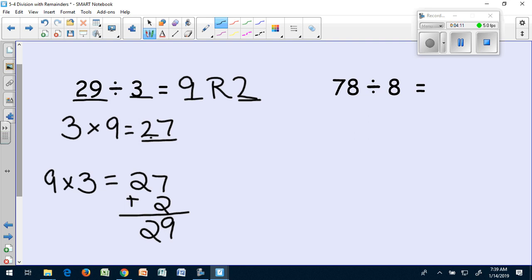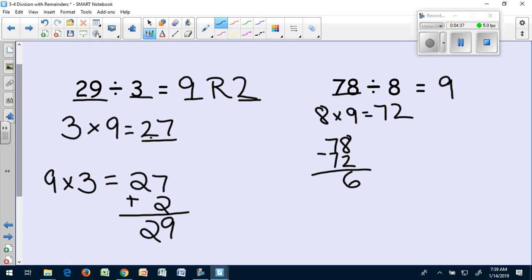Let's try 78 divided by 8. So if I think about my facts, I know that 8 times 9 equals 72. And I know that 8 times 10 equals 80, and that's too high. That wouldn't work. So my answer will be 9. And then if I think about my remainder, 78 minus 72, how many do I have left over? I have 6 left over.